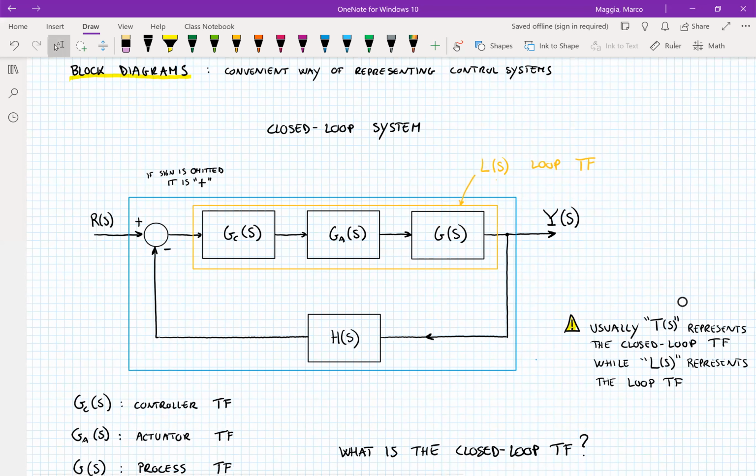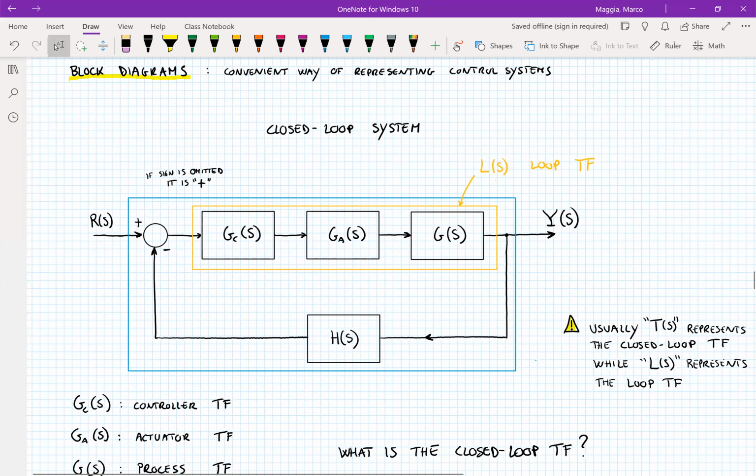So the objective that we have is to simplify this block diagram in order to find the overall transfer function. I'm going to call it T of S, that will take us from the input to the output. In other words, we're going to substitute the whole system with one block, whose transfer function is T of S.